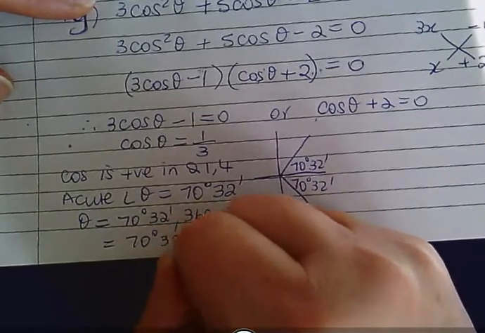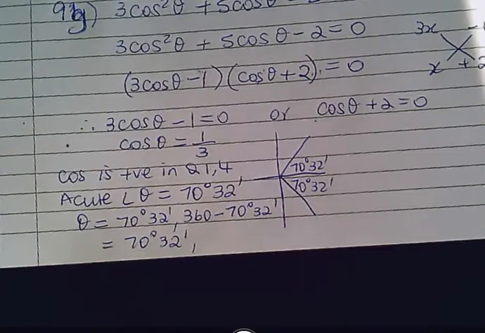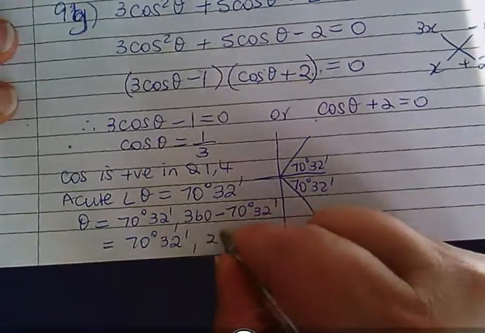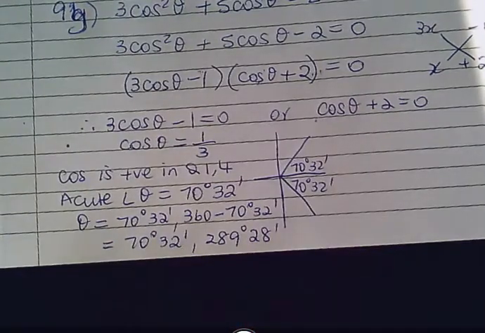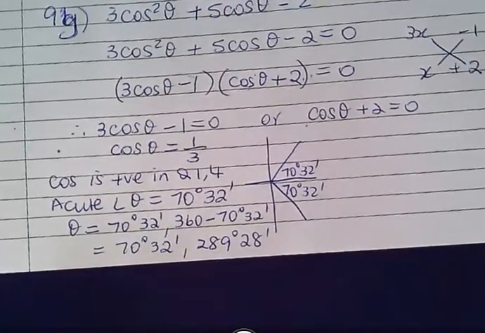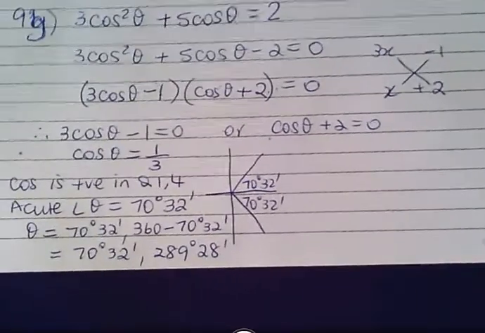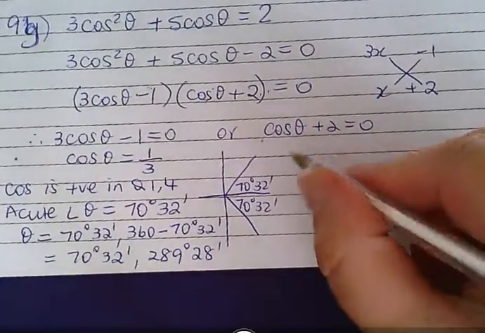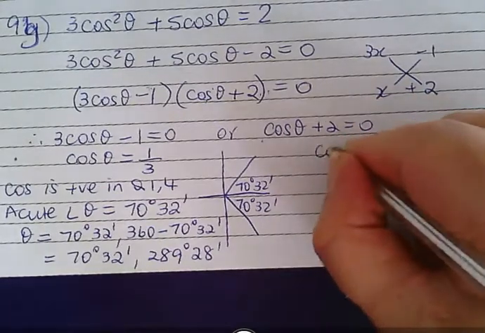So it's 70 degrees, 32 minutes, and 289 degrees, 28 minutes. Now that is the solution for cos theta equals a third. Now I need to look for my solution for cos theta is negative 2.